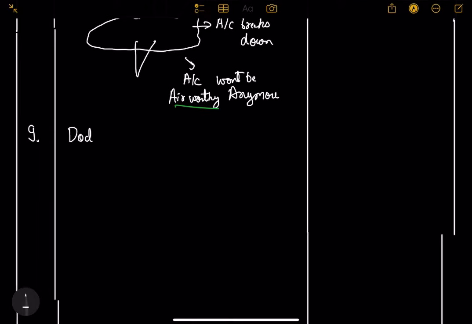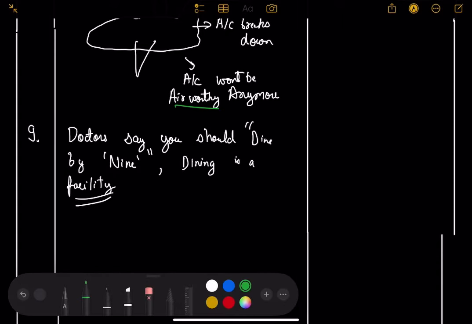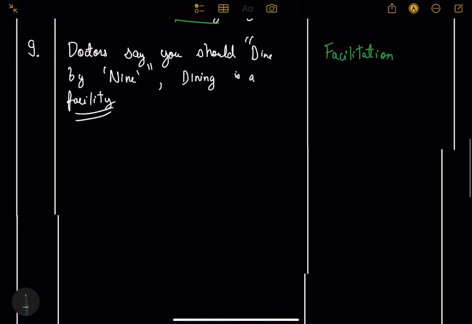Annexure 9. There is a saying that doctors say you should dine by 9. You should have your dinner by 9 o'clock. Dine by 9. Now, dining is a facility. What is dining? Dining is a facility. So Annexure 9 refers to nothing else but facilitation. Dining is a facility. Annexure 9 is facilitation.